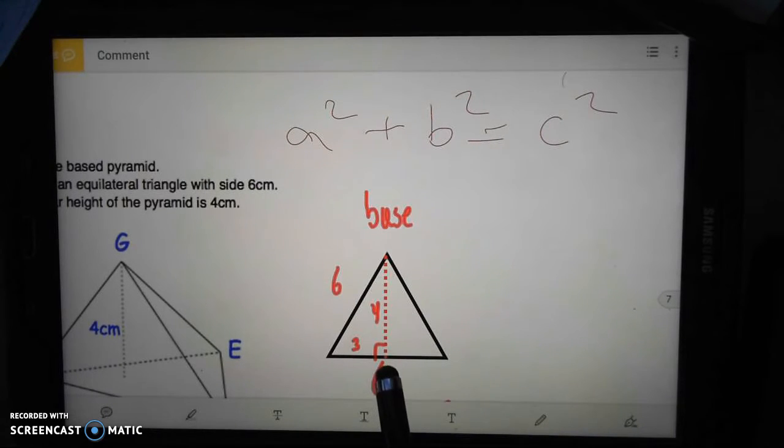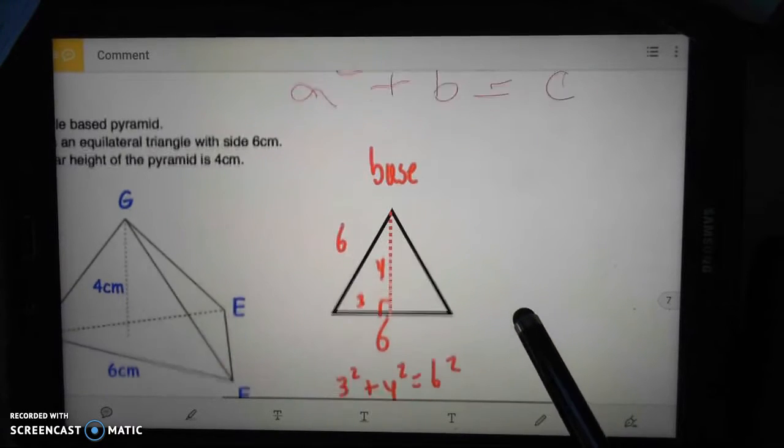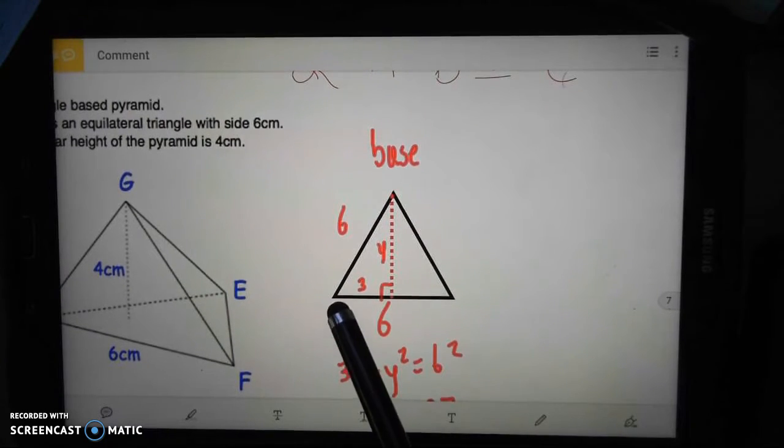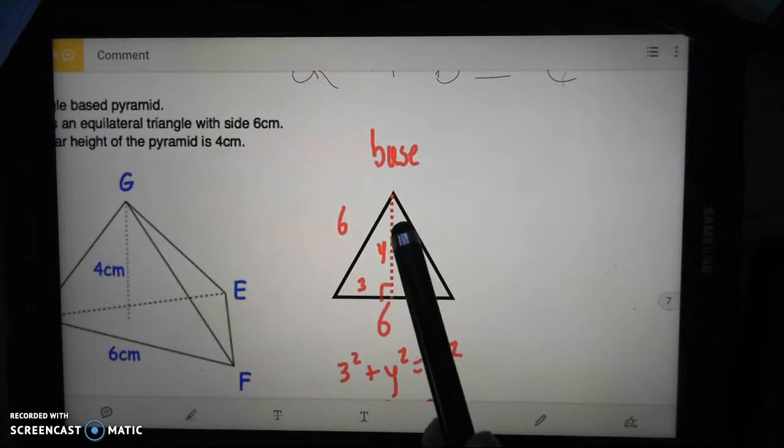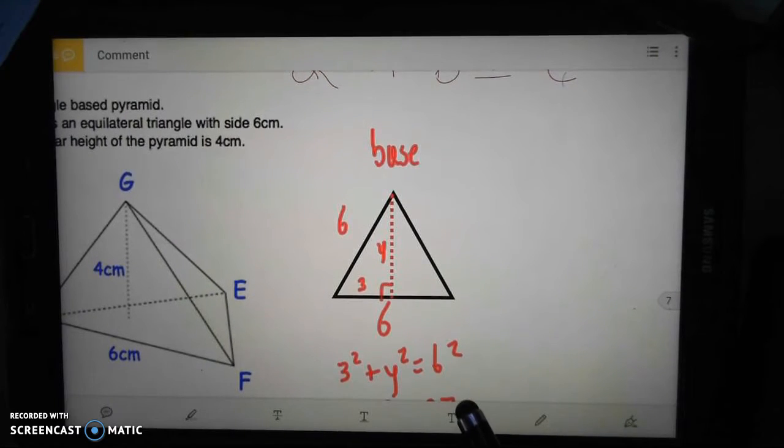So this length from here to here, if all of this from here to here is 6, from here to here must be 3. Halfway, the midpoint is 3 centimeters, and from here to here is 6 centimeters. So we've got a long side, we've got one of the short sides, and we want to work out the other short side. So this short side here, 3 squared, plus this other short side, y squared, will be equal to the long side squared, which is 6 squared.